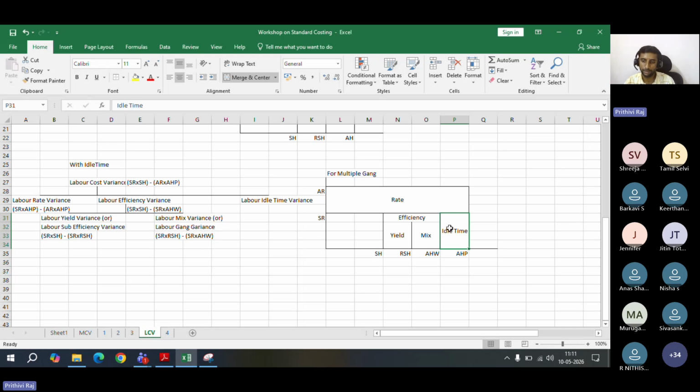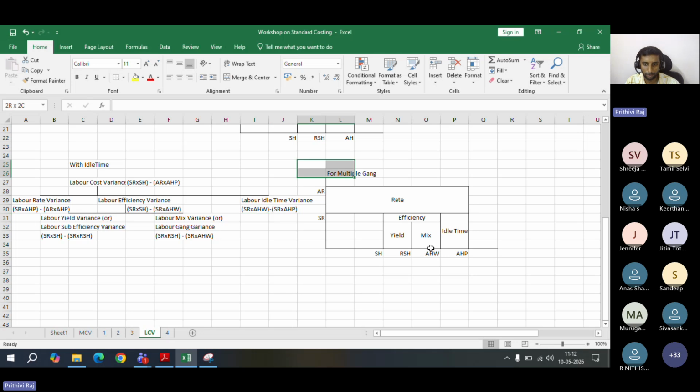Be an active participant. SR into AHW minus SR into AHP. That's it. Easy only, right? You derived it from this graph. No need to remember the idle time formula and all. If you know the graph, you can just take it out from the graph.